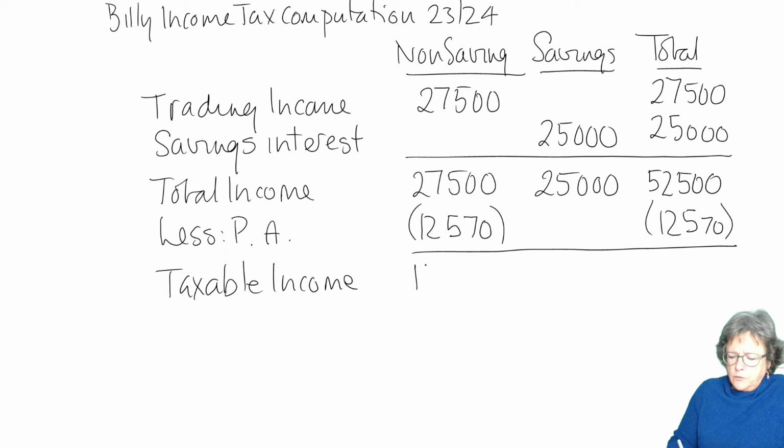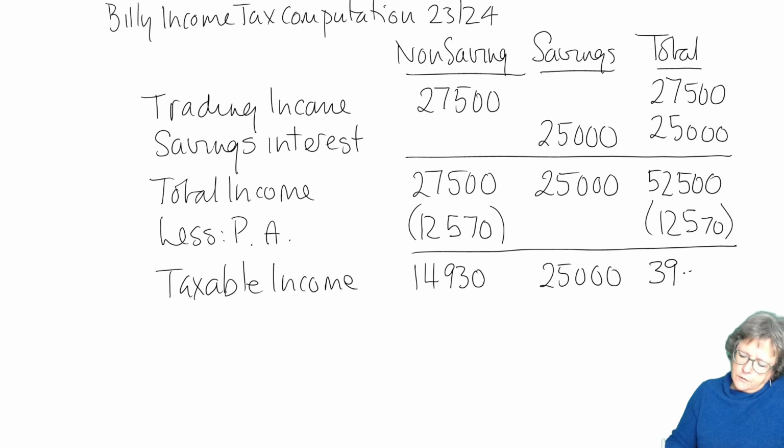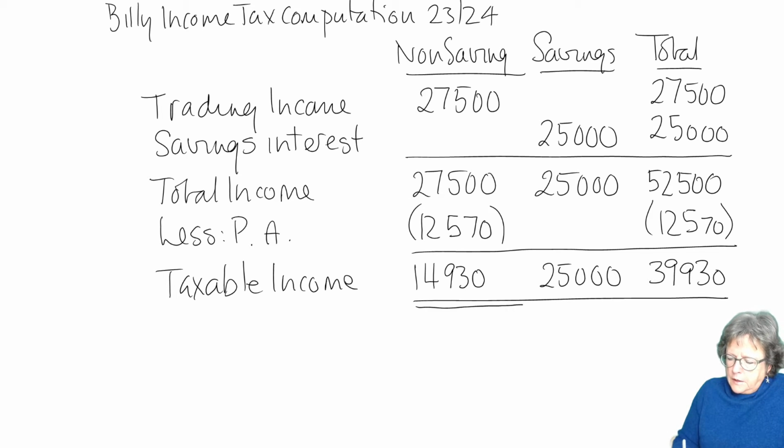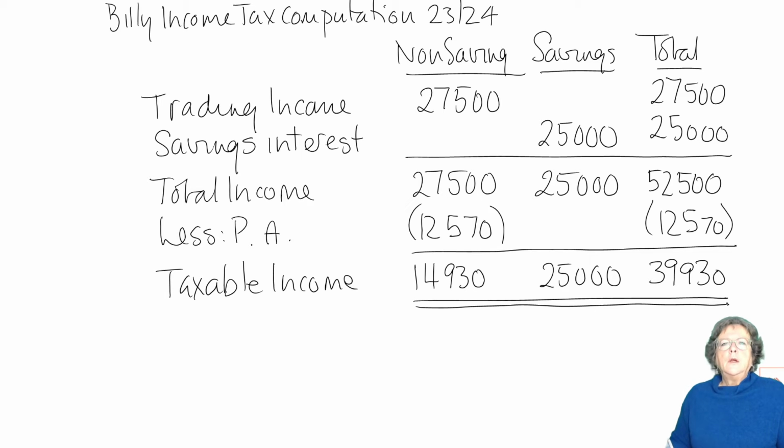And we're looking at 14,930, 25,000, which gives us a total of 39,930. Double underline, I have finished this computation. Now, notice he's now a high rate taxpayer. The total column tells us that he earns more than £37,700. He's now a high rate taxpayer. Therefore, the rate at which he is going to pay tax is going to change.